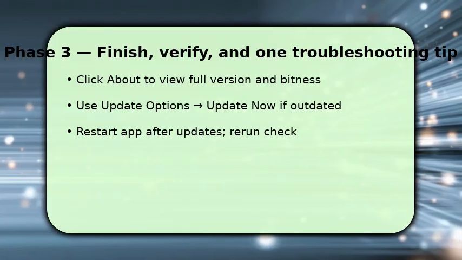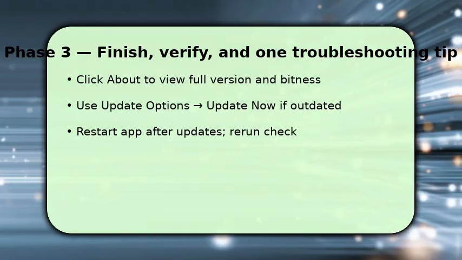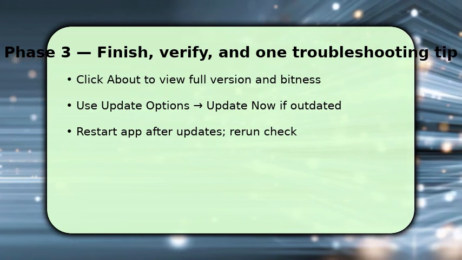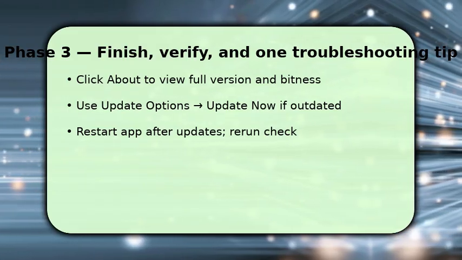Finally, click About to open the dialog that shows the full version string and whether Office is 32-bit or 64-bit. You need that for installs and support. Once done, if the version is outdated, choose Update Options and select Update Now, then restart the app.